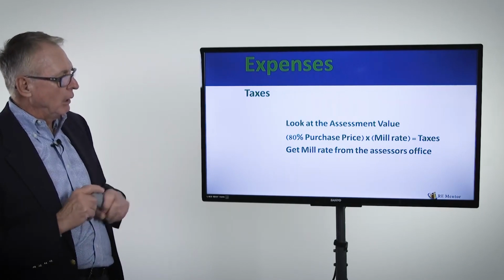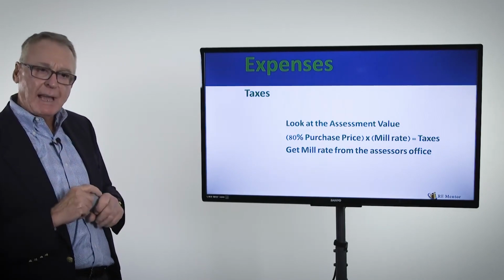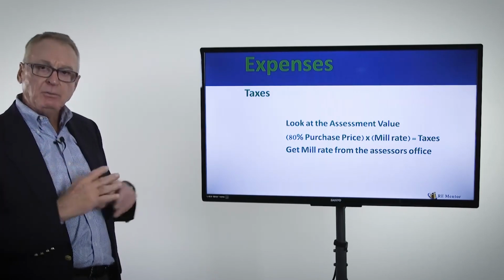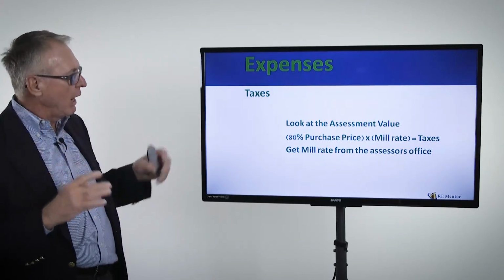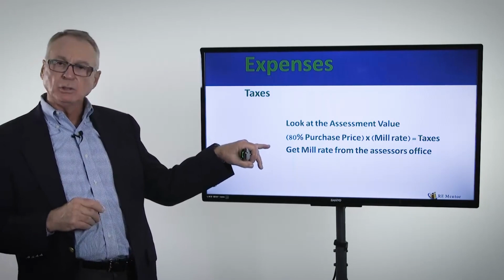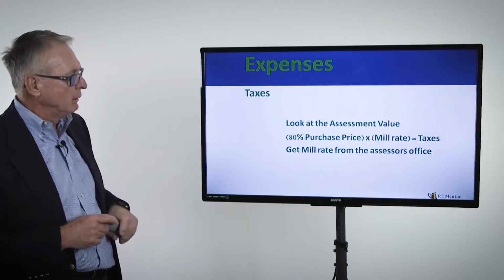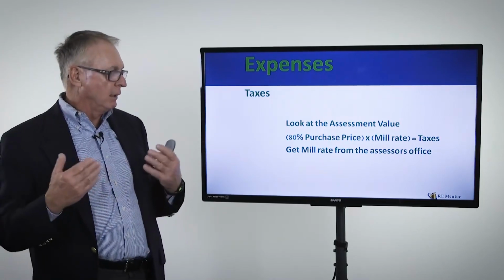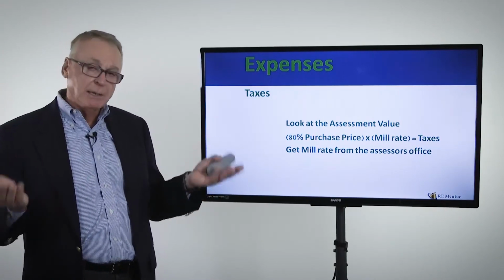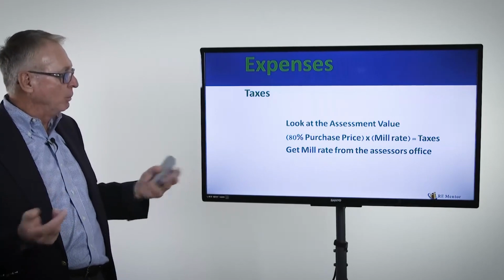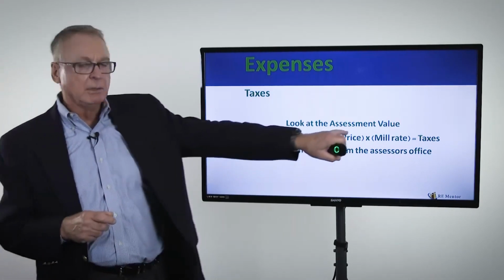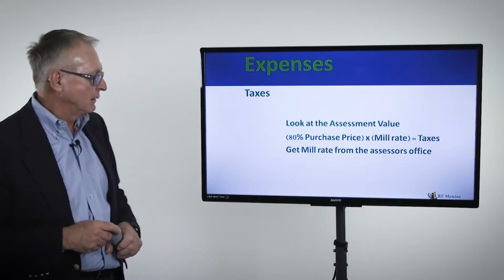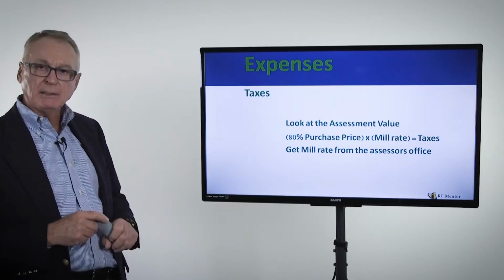One way to calculate taxes from 30,000 feet, at a really high level, is to take the purchase price times 80% and then times the millage rate. So if you're buying an apartment for, say, $1 million, 80% of that would be $800,000, times the millage rate to get your taxes. It can be that simple.